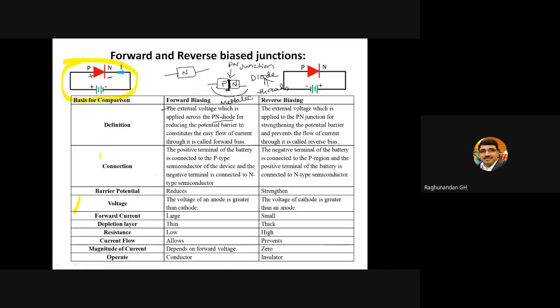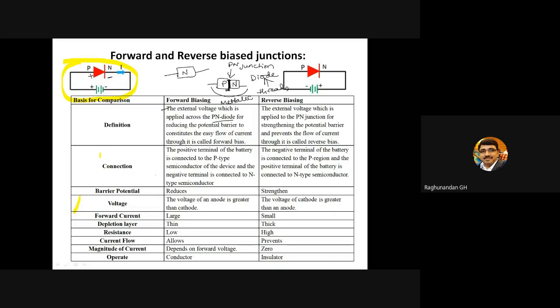And operation. Usually in forward bias condition, a PN junction acts like a conductor. In reverse bias condition, it acts like an insulator. Conductor means it allows the current to pass through it. Insulator means it opposes the current passing through it. So these are the important points you need to highlight if this question is asked.